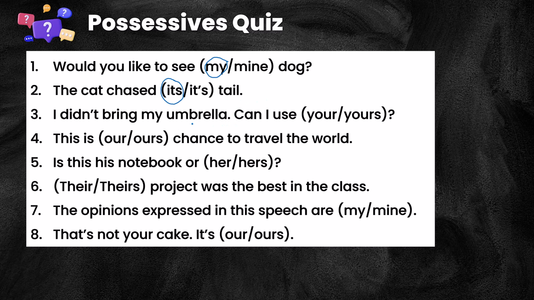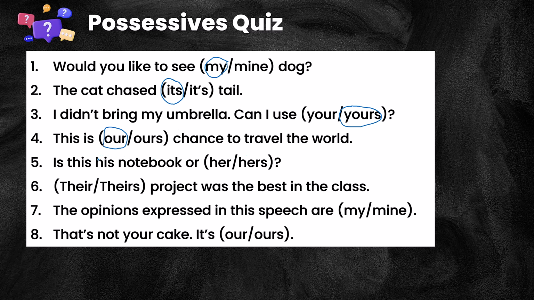Number 3, I didn't bring my umbrella. Can I use yours with an S? We need to use the possessive pronoun because there is no noun after it. Yours refers to your umbrella. Number 4, this is our chance to travel the world. We need a possessive adjective because it comes before the noun chance.